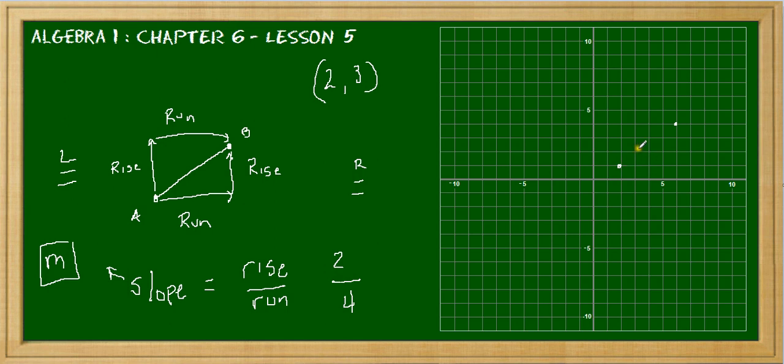Okay, so I would count 1, 2, 3. 3 would be my rise. So rise would be equal to 3 because I have to go up 3 to get to the y coordinate on our next point. So I would have to go up 3. Then I'd have to count over 1, 2, 3, 4. So my run is now 4.